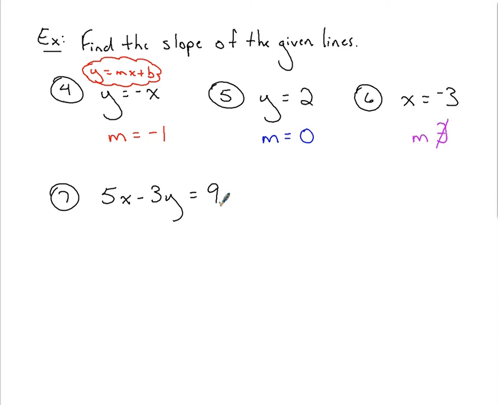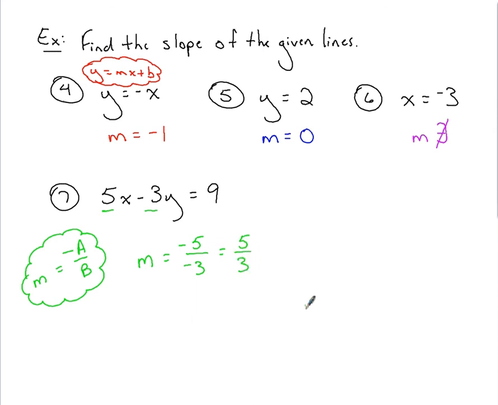We looked at ax plus by equals c, and we solved for y, and we found that if you use the relationship -a over b, that will give you your slope whenever you have standard form. So my slope here, knowing that a is 5 and b is -3, I'm going to take 5, put that over -3, and then understand that I'm negating this idea. So my slope is simply 5/3.